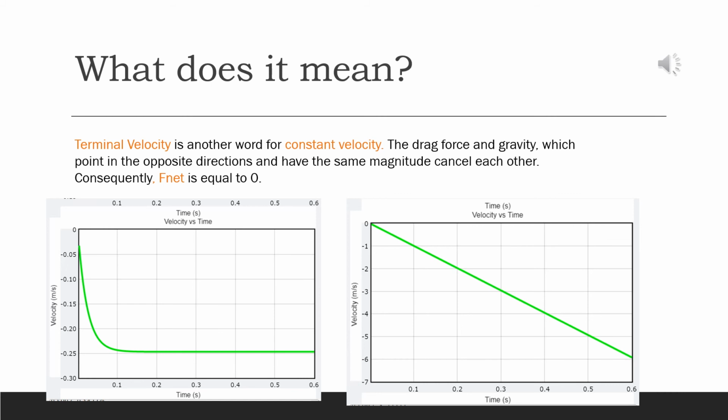In the other case, when we don't have a constant velocity, that means that our change in velocity is not constant and our net force is not equal to zero, because the only force that will be taken into account will be the gravitational force, which would be the force due to the Earth in this case.